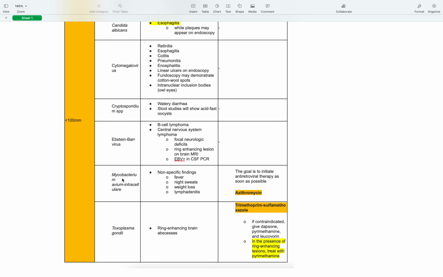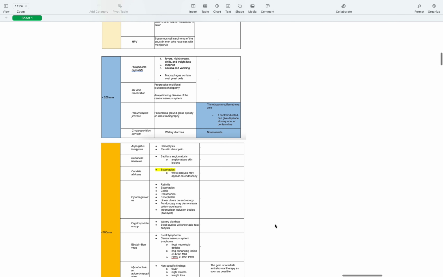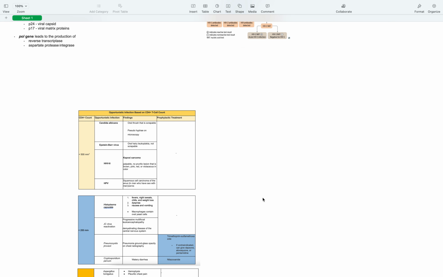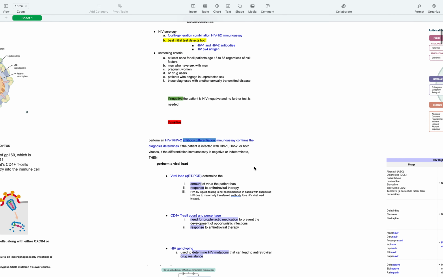So MAC, or Mycobacterium avium intracellulare, is another disease to know. It causes non-specific findings like fever, night sweats, weight loss, lymphadenitis. The treatment here is azithromycin. So any patient, by default, coming with a CD4 count less than 100, you want to prevent these infections, and so you want to start with azithromycin and TMP-SMX by default depending on the CD4 count. So these are the opportunistic infections caused by low CD4 T cell count. Now we will go and study the diagnosis of HIV.